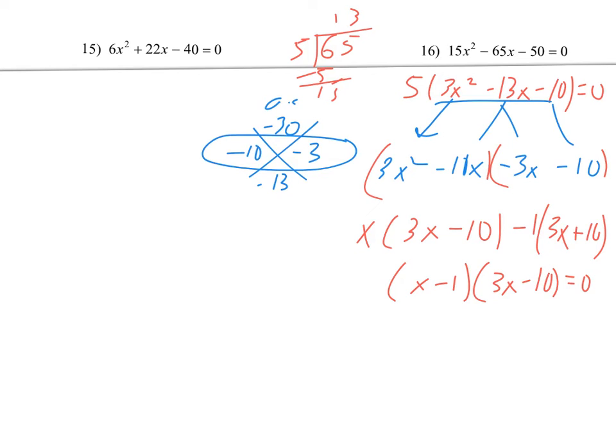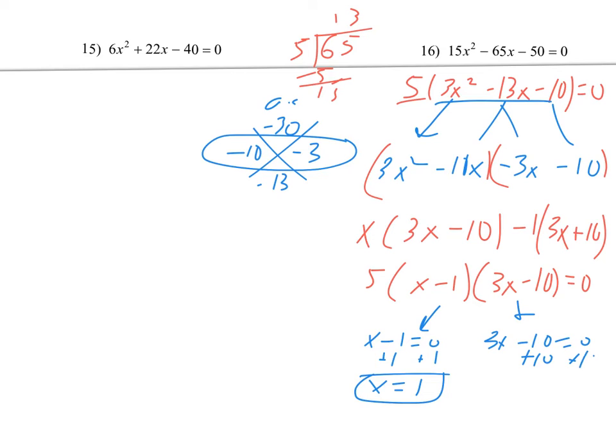Technically, we should have this 5 out here that I GCF'd at the beginning. But when I actually split this up, I don't need to set the 5 equal to 0. And so then this one is 3x minus 10 equals 0. So I'm going to add the 10. 3x equals 10. And x equals 10 over 3.